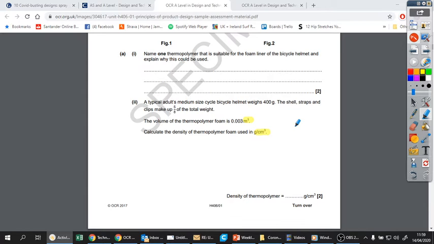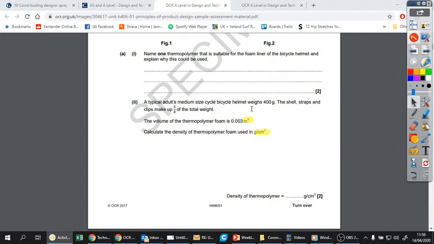So, what you need to do is this, guys. First of all, it's saying that it's 400 grams for the whole thing. The shell, straps and the clips make up 5/8 of the total weight. The volume of the thermopolymer foam. So everything else, the 3/8 of that, is going to be the foam. So what you need to do is work out how much 3/8 of 400 is.